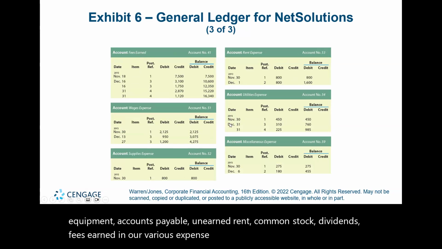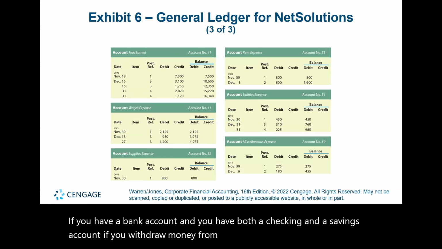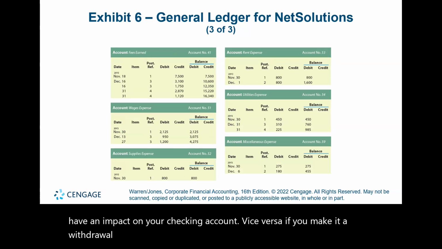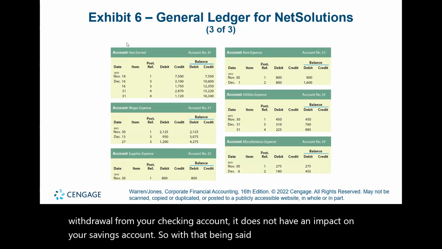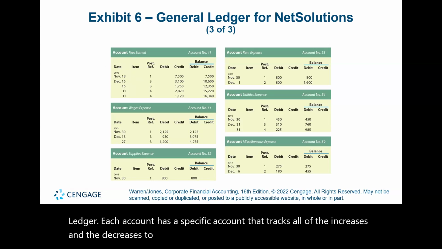So think of it like if you have a bank account and you have both a checking and a savings account. If you withdraw money from your savings account, it does not have an impact on your checking account, vice versa. If you make a withdrawal from your checking account, it does not have an impact on your savings account. So with that being said, that is the purpose of the ledger. Each account has a specific account that tracks all of the increases and the decreases to that specific account.